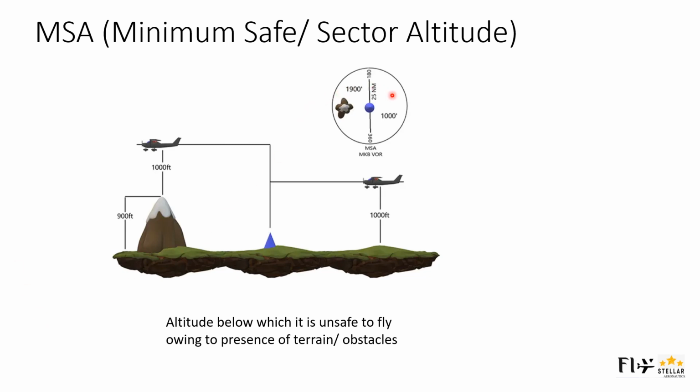MSA is within 25 nautical mile radius of a navigational aid. MSA will give you 1000 feet separation from the highest terrain in that sector.